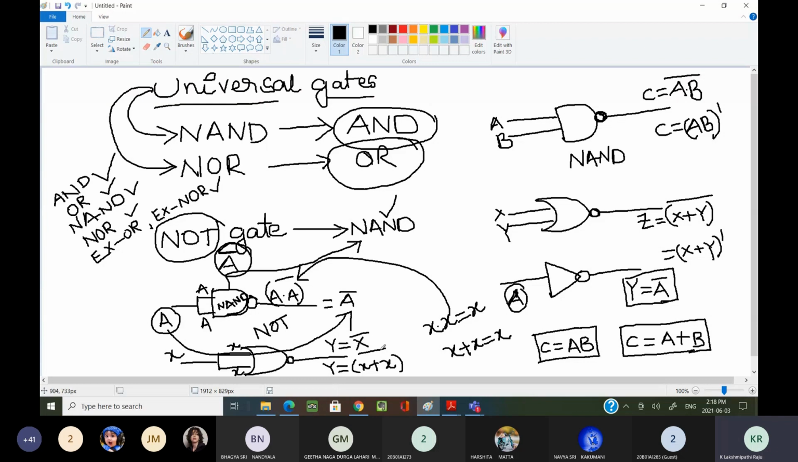That means what it is doing now, whenever you are giving input as X, then it is complemented and you are getting the output as the complemented output. Now, actually this gate is a NOR gate. Now this NOR gate will function, or it is working, like a NOT gate.